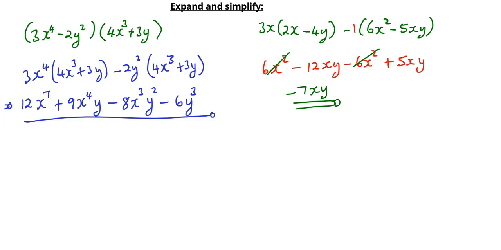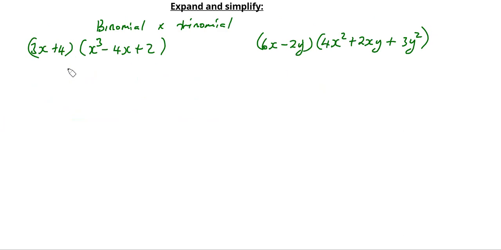Okay, let's move on to the next one, which is our last slide, where we are multiplying, as in one of the objectives there, a binomial and a trinomial. In this case we've got 3x plus 4 multiplying x cubed minus 4x plus 2. So we're going to take again 3x.